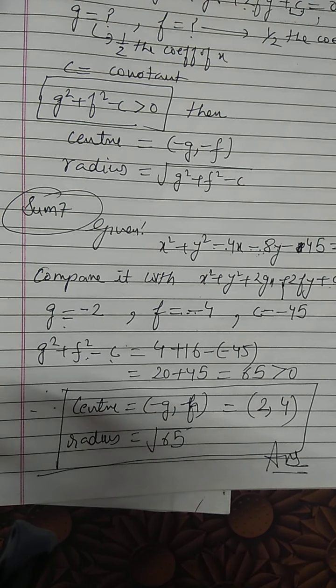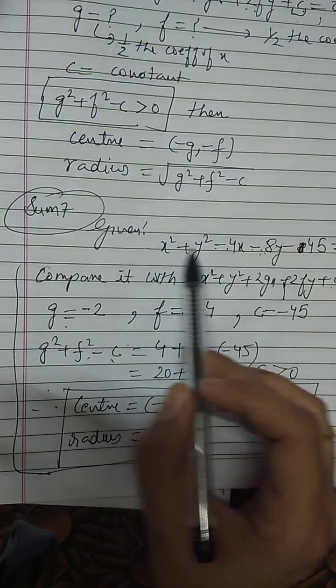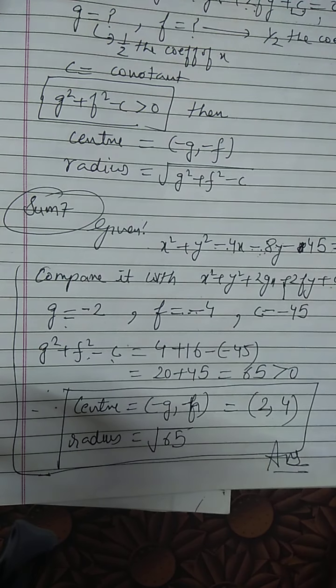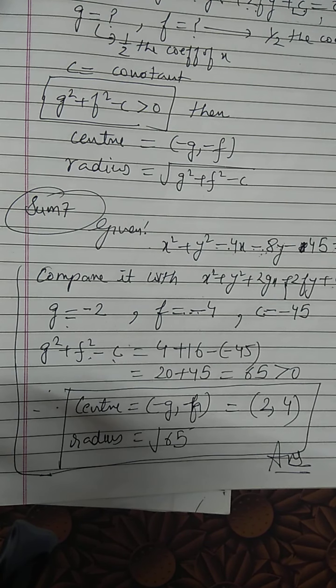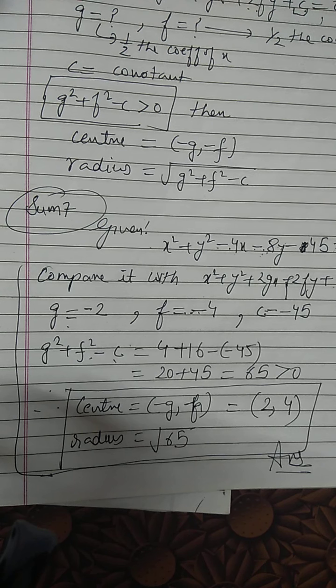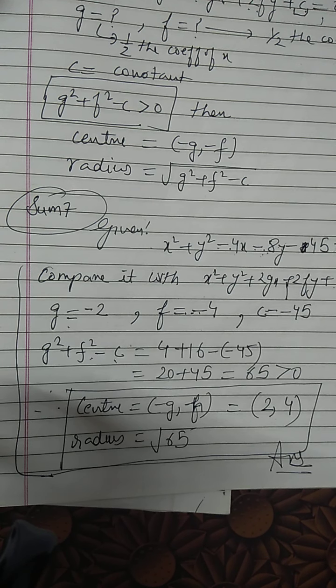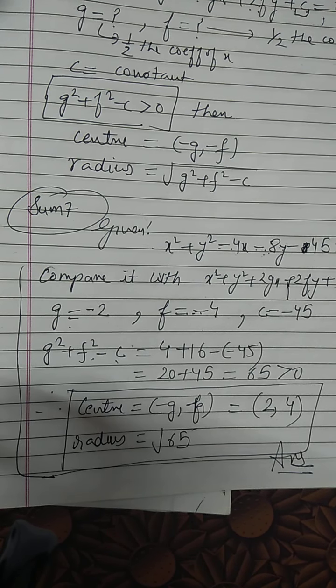This is one method. By chance, if any student doesn't want to do it by this method, then we can convert this equation into the standard form by the completing the square method. And then by comparing with the standard equation, we can write the values of h and k also. That is again your choice, if you want to go by that method we can do it that way also. Okay, so this is sum number 7. Sum number 6 also we have done. Sum number 7 we have discussed. Now sum number 8 and sum number 9 I am leaving for you people. You will be able to do that.